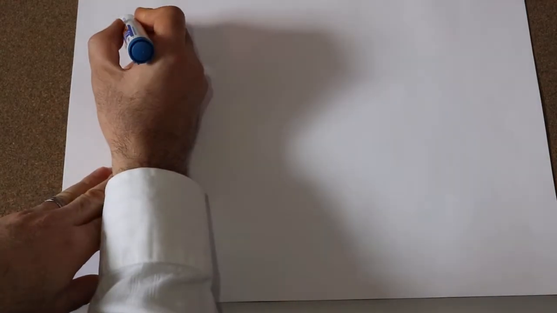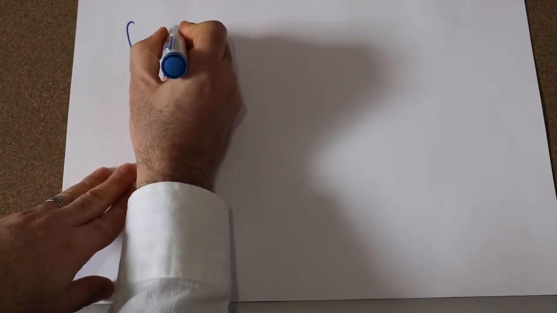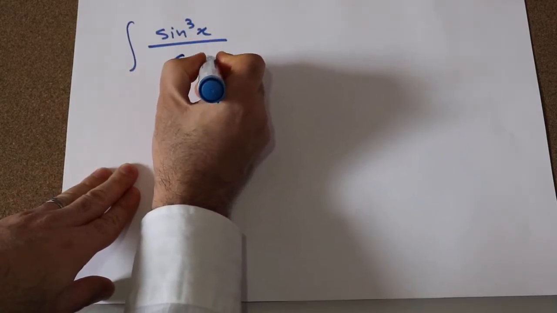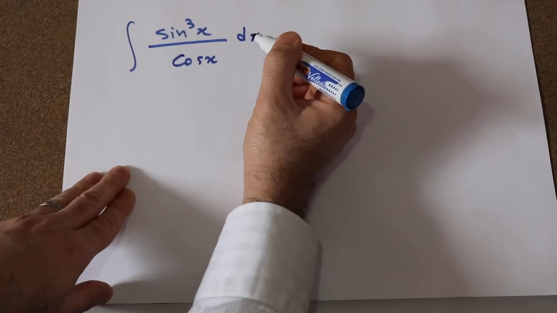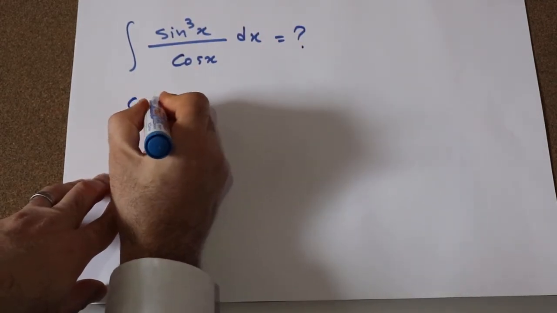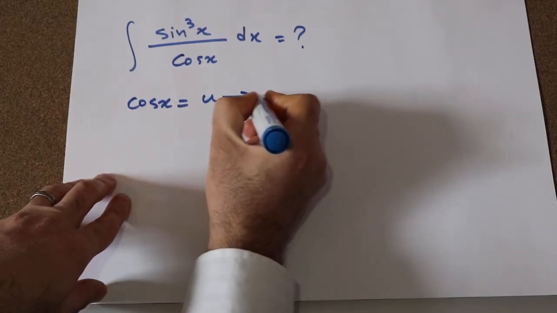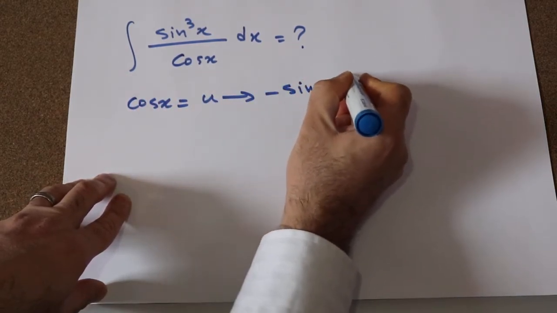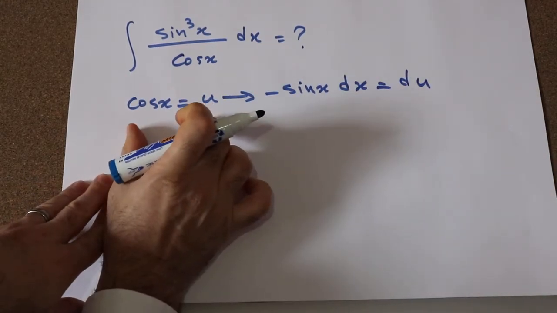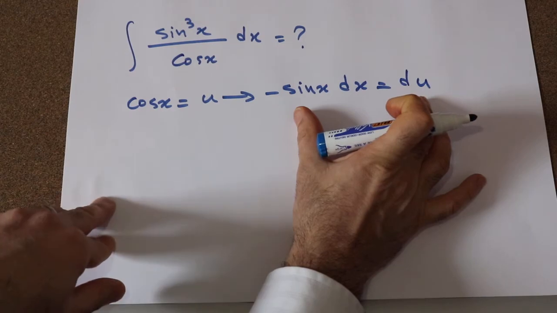Hello, I'm going to show you how to calculate the integral of sine 3x divided by cosine x dx. You can solve this integral using the substitution rule. So if you define cosine x as u, therefore minus sine x dx will be equal to du. If you take the derivative of each side of this equation, you'll obtain this expression.